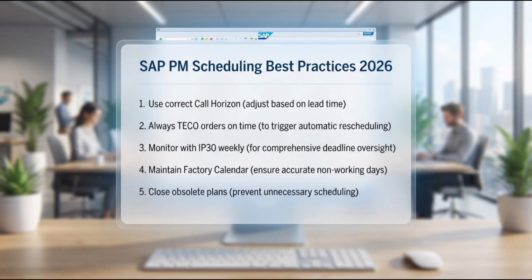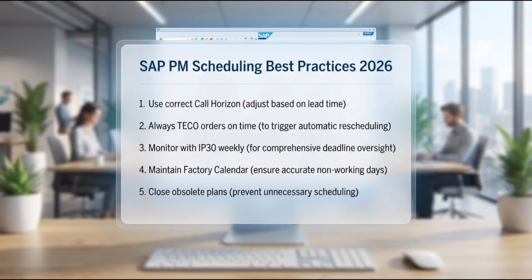Here are the best practices that still hold true in 2026. Always maintain a correct factory calendar for every plant. Set a realistic call horizon, usually between 5 and 15%. Run IP30 regularly, preferably as a background job. Ensure every maintenance order is TECO on time.